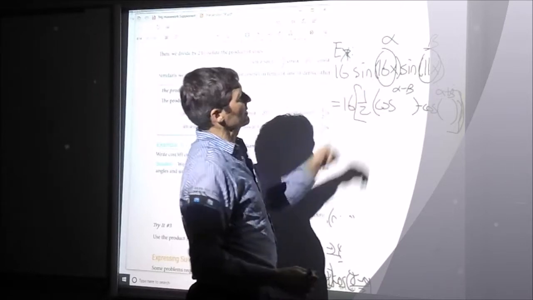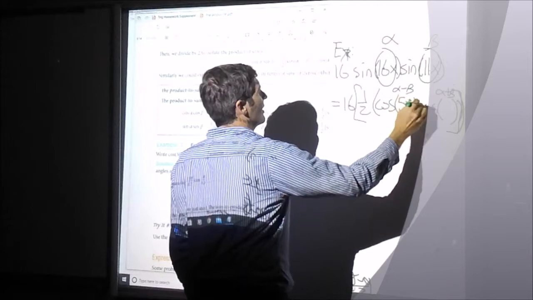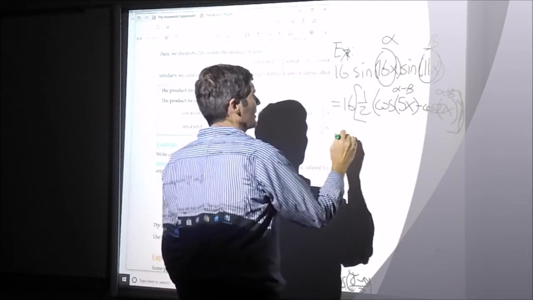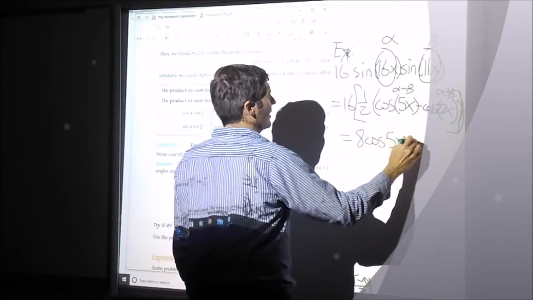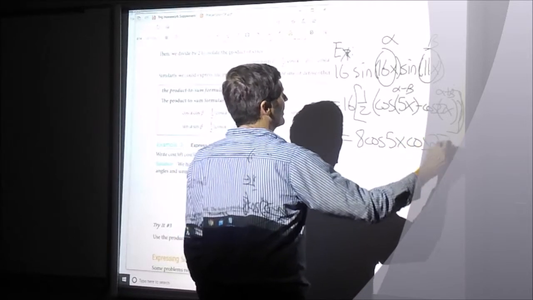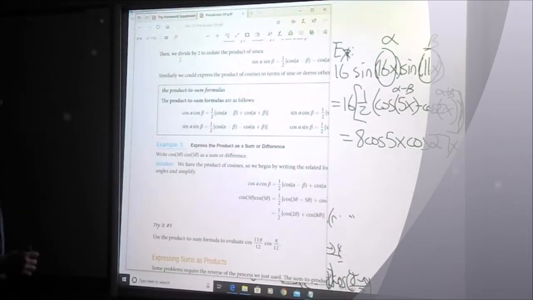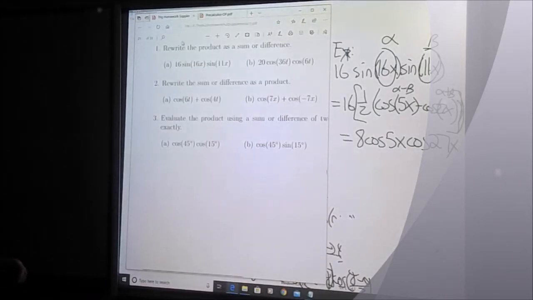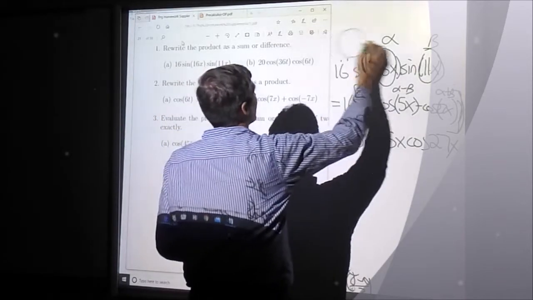Alpha minus beta is 16x minus 11x, is 5x. Alpha plus beta is their sum, 27x. So I can rewrite this as 8 cosine 5x minus cosine 27x. Now, if you can rewrite a product as a sum, we also said you can write a sum as a product.